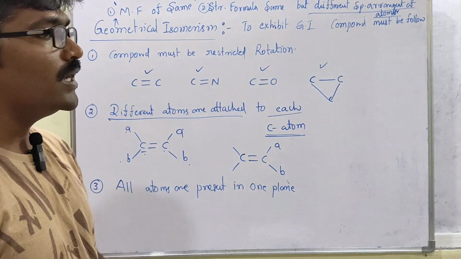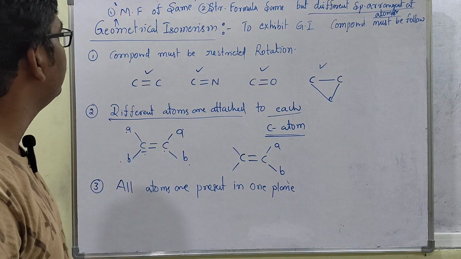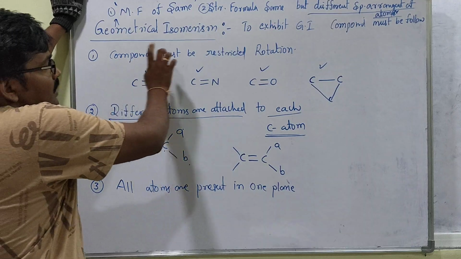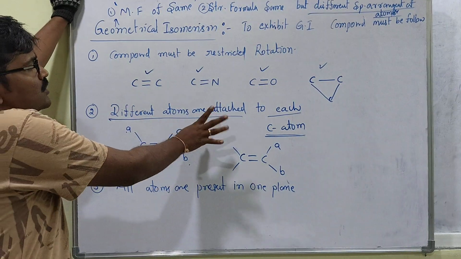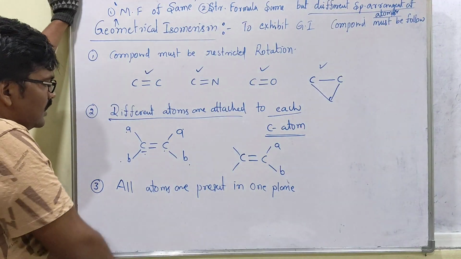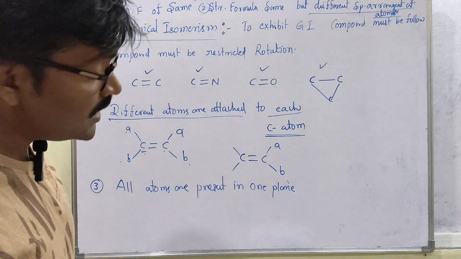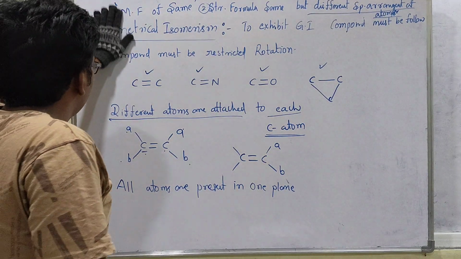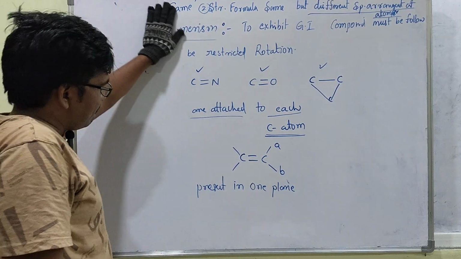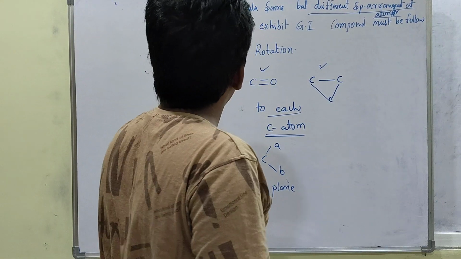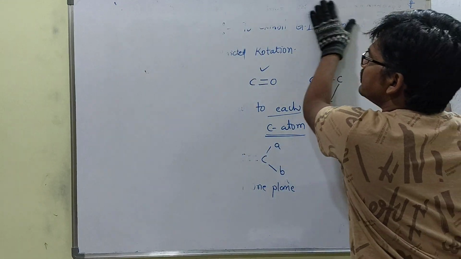So, to exhibit geometrical isomerism, the compound must have restricted rotation. Next, different atoms are attached to each carbon atom. Next, all atoms are present in one plane. That we have to see, which type of compounds can exhibit geometrical isomerism.